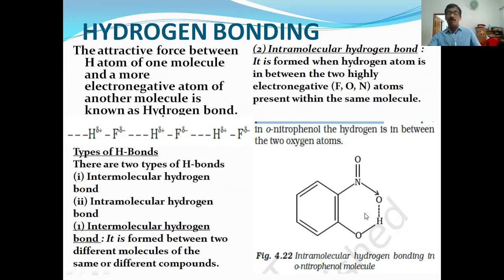paranitrophenol. What is paranitrophenol? This NO2 group will be present here. So there is no chance for intramolecular hydrogen bond, but there is intermolecular hydrogen bond. So paranitrophenol has higher boiling point than orthonitrophenol because of the presence of intermolecular hydrogen bond. But orthonitrophenol has intramolecular hydrogen bond, so its boiling point is lesser than paranitrophenol.